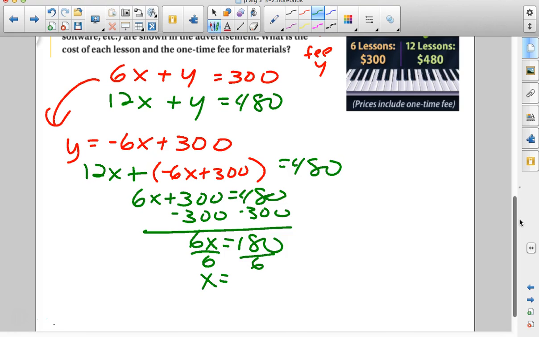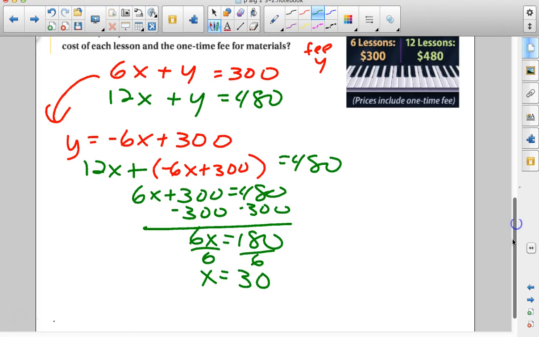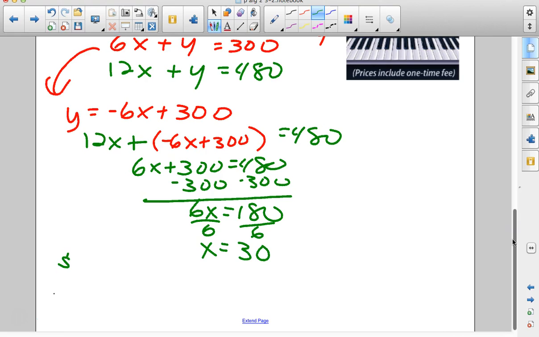Let's see. 30. What does that mean? That's how much the lessons were. So we can stop right now since it's a word problem and write $30 per lesson. We still need the fee. Where's a good place to put our $30 back in there to get the fee?